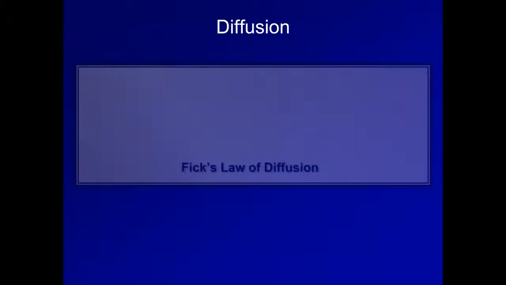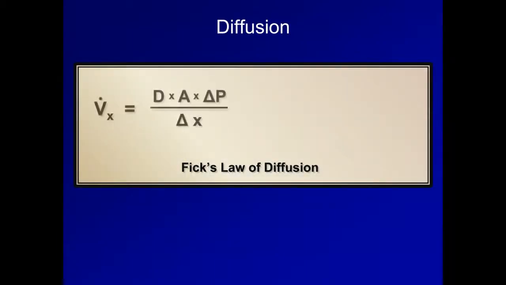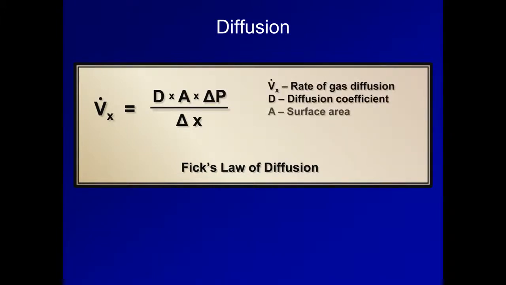Since the physical process of diffusion is key to gas exchange, let's take a closer look at how that works. Diffusion can be mathematically described by Fick's law. This states that the rate of gas diffusion equals the diffusion coefficient times the surface area of the diffusing membrane times the partial pressure gradient of the diffusing gas, all divided by the thickness of the membrane.